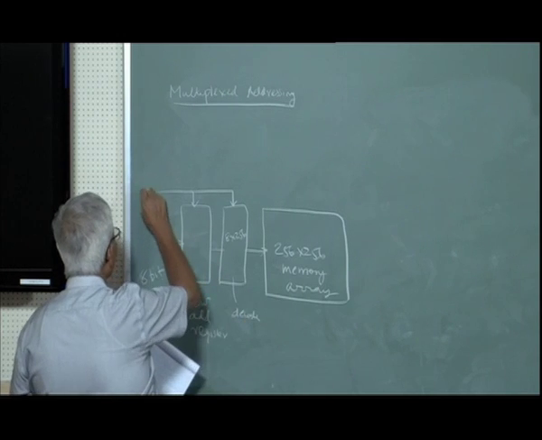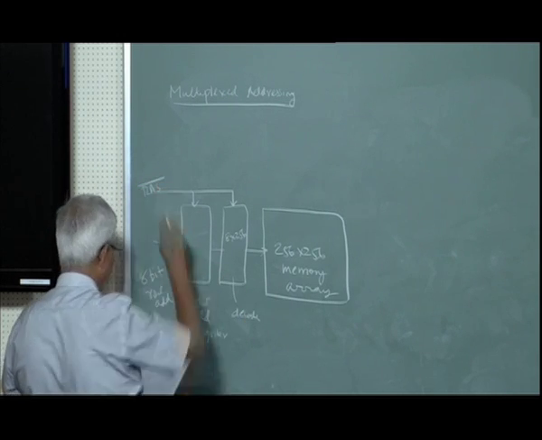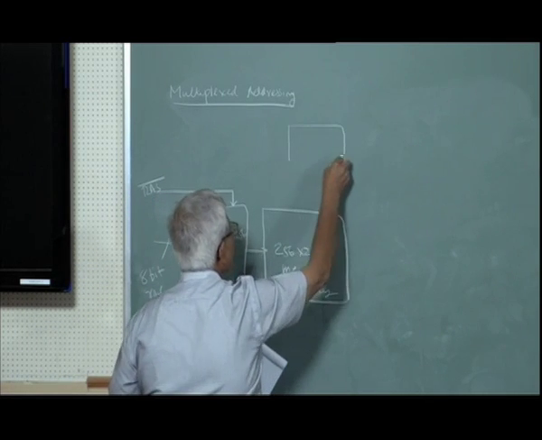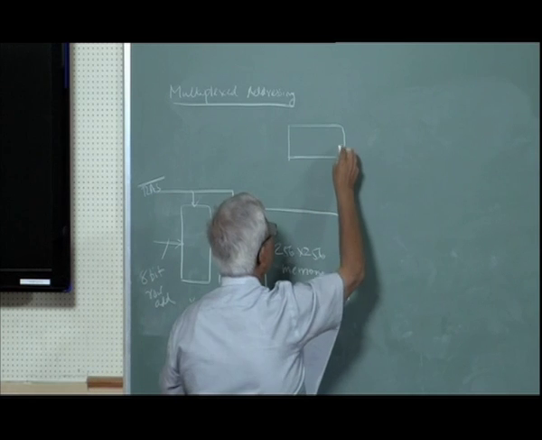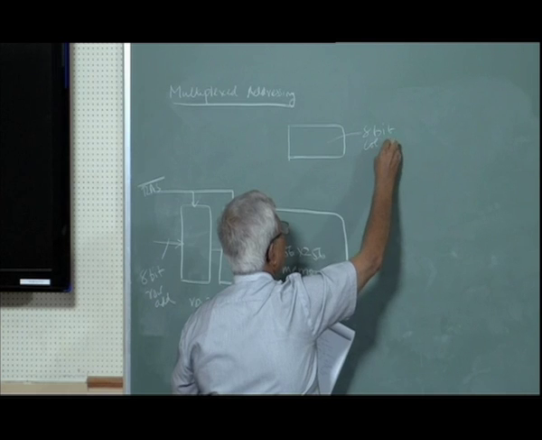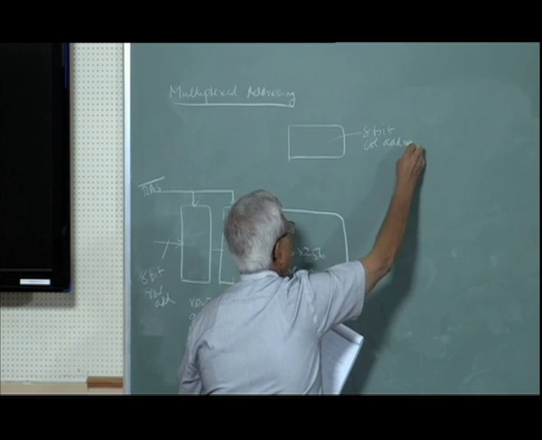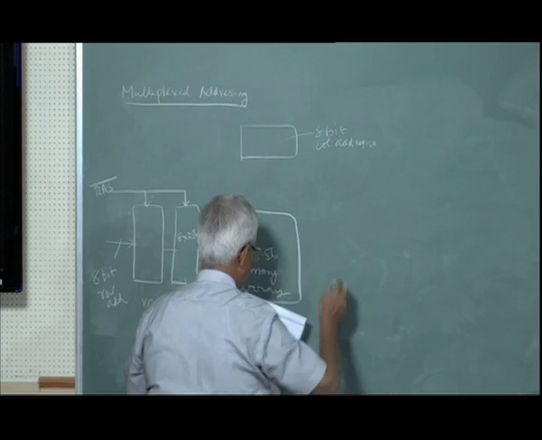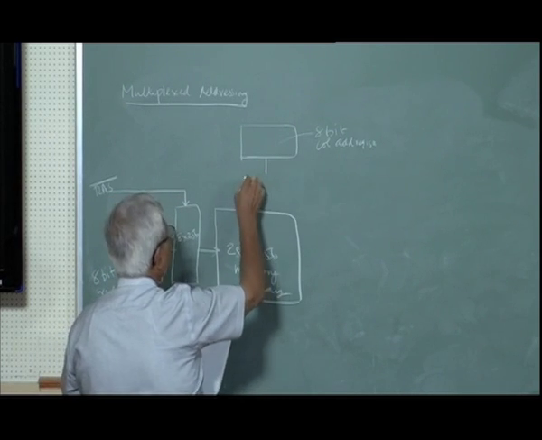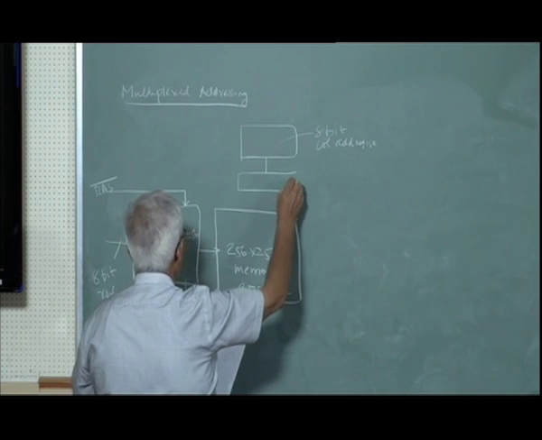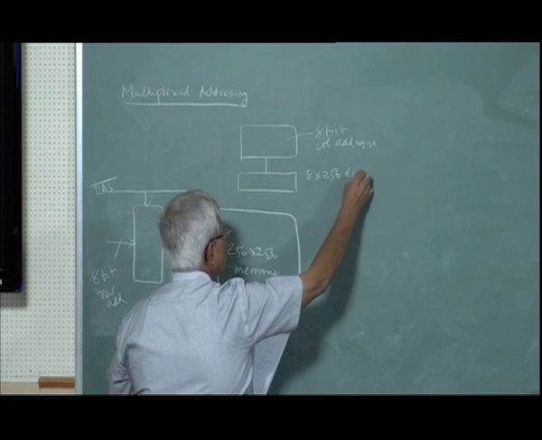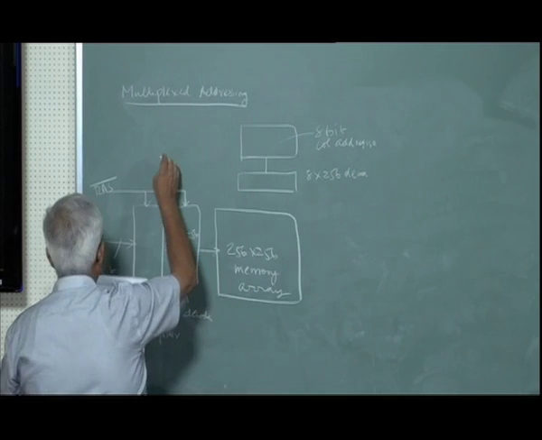We will give a signal called row address selection, RAS. Then we will have the 8-bit column address, an eight-bit decoder, 8 into 256 decoders. This is called column address selection.